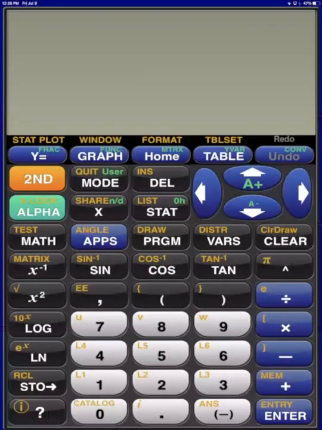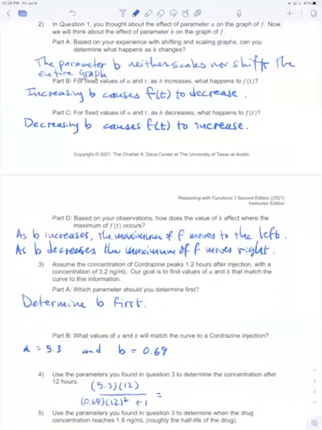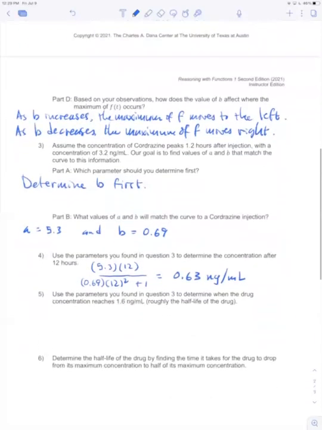And see how this works out. You get rid of the graph. Here we are. So we'll do parenthesis 5.3 times 12, over 0.69 times 12 squared plus 1. I guess I didn't need the extra parenthesis, but let's see what happens. About 0.63. We'll just round it to 0.63. Let's go back here and write this down.